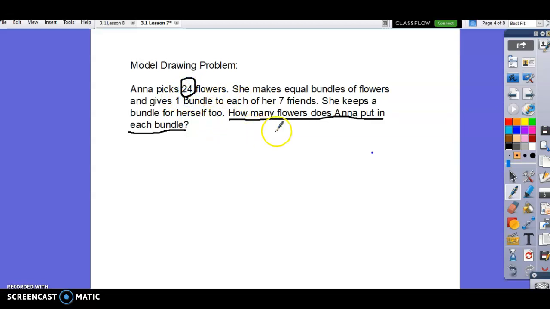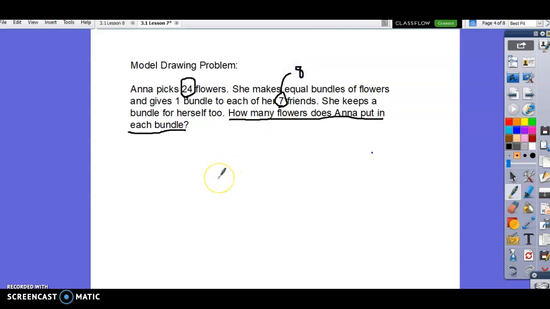Now let's talk about these bundles. It says she makes equal bundles of flowers and gives one bundle to each of her 7 friends. She keeps a bundle for herself too. So if she has 7 friends and she keeps a bundle for herself, how many bundles would that be? Good, I hope you were saying 8. So this would be 7 plus 1 would make 8.